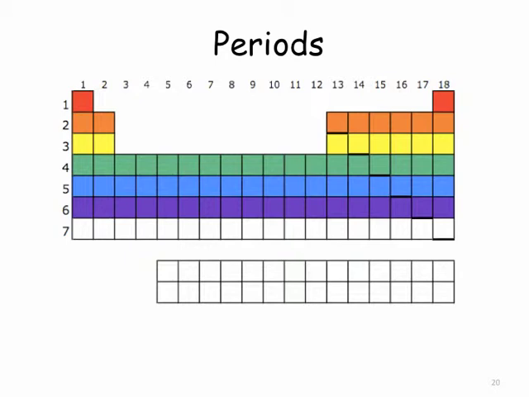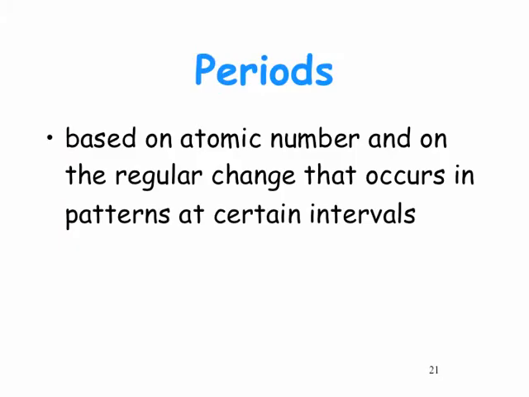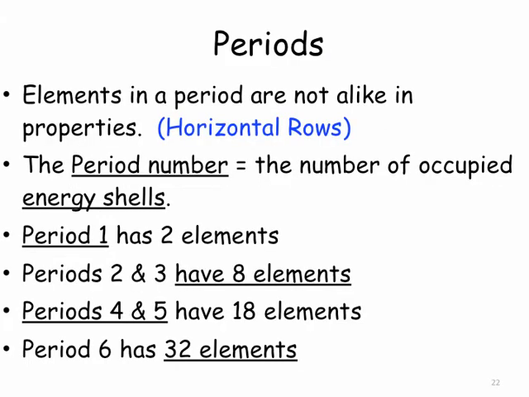So our periods are going from left to right. And notice that each row has a different color. So periods are based on atomic number, and they do have that regular change that occurs in patterns in certain intervals. So we're back to that whole process of Newlands. With periods, we are not looking at things that are alike. So as we go left to right, they can change and have nothing to do with the guy beside them.